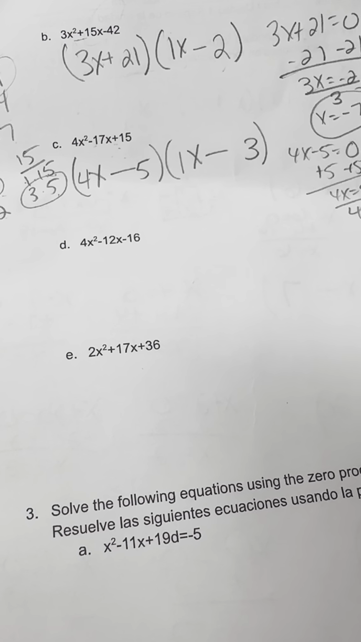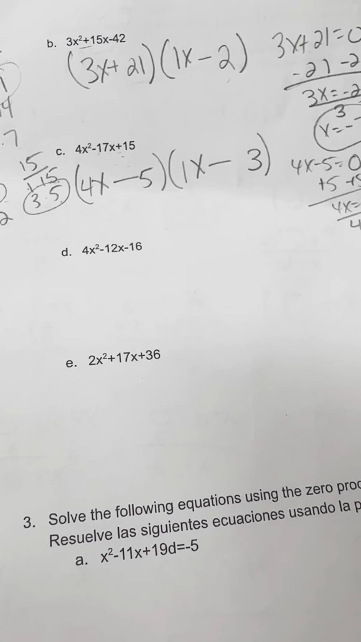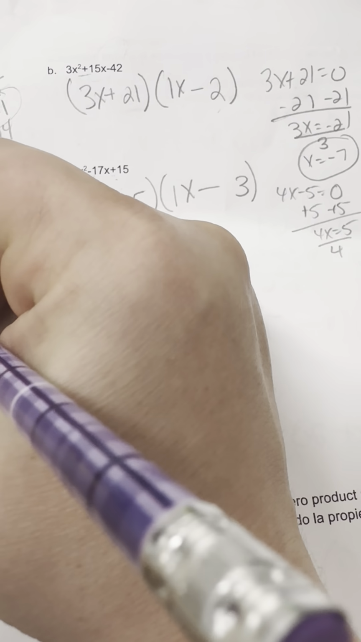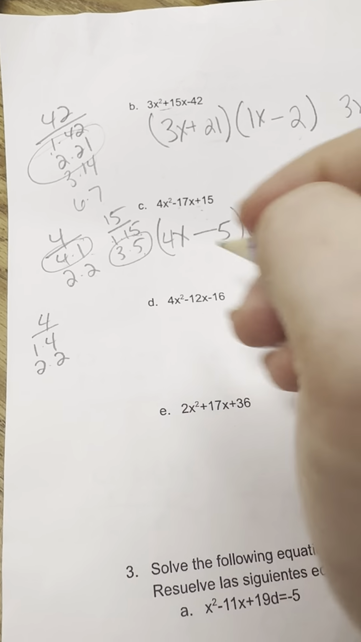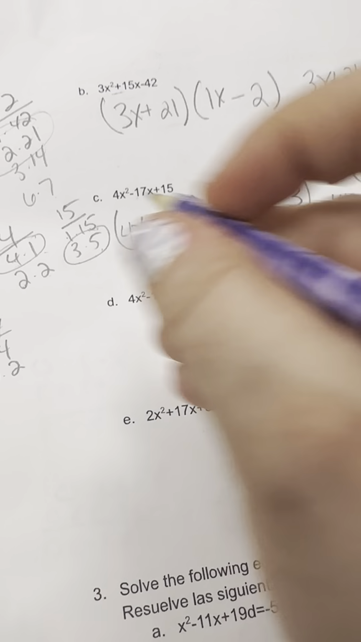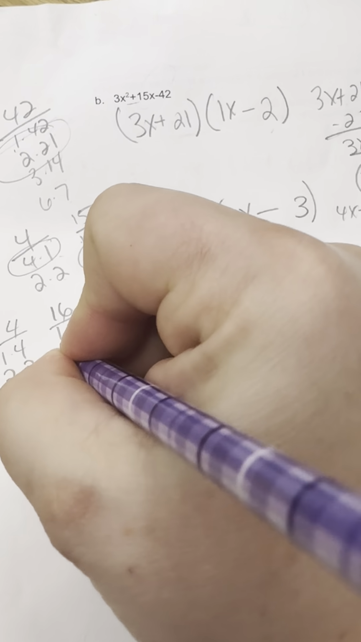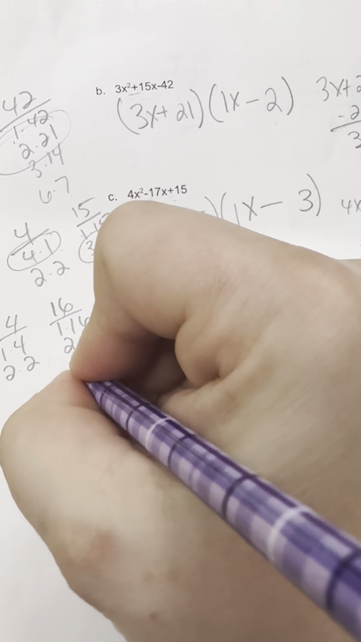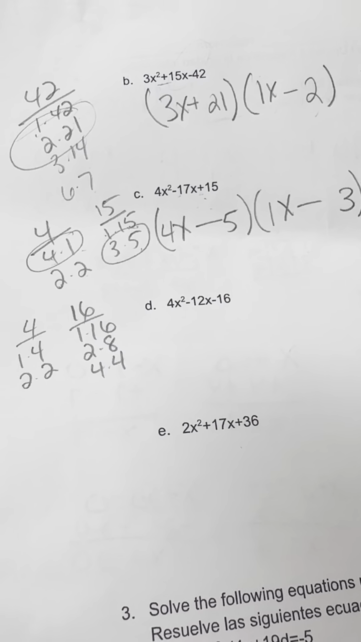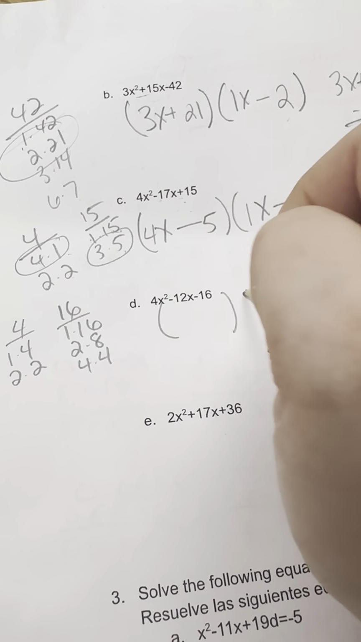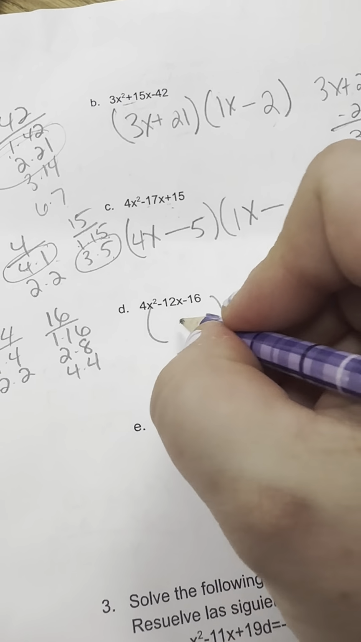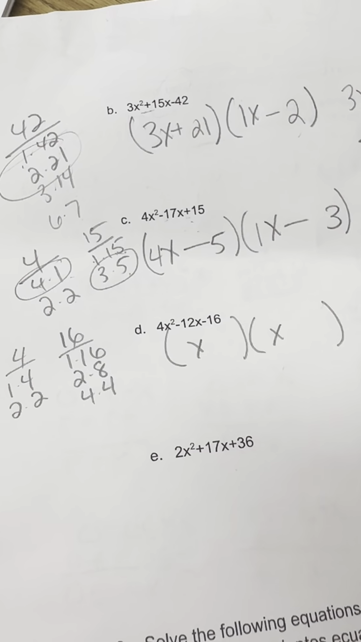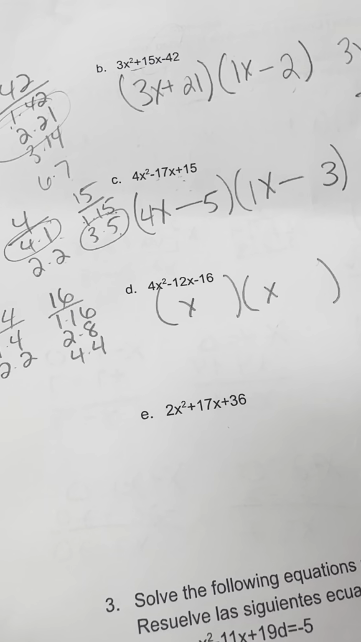All right, so like I said, we're going to do the same thing here. I have a 4. We already said the factors of 4 are 1 times 4 and 2 times 2. And then I need to look at my factors of 16. My factors of 16 are 1 and 16, 2 and 8, 3 does not work, and 4 times 4. I'm going to set up my parentheses. Let's go ahead and add in our variables because I forgot before.